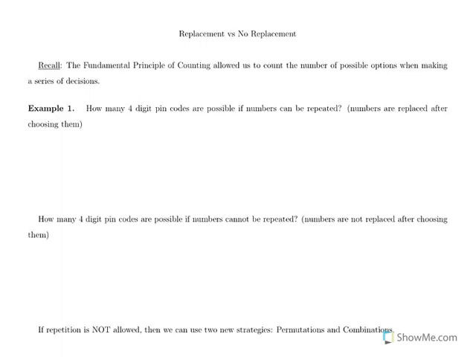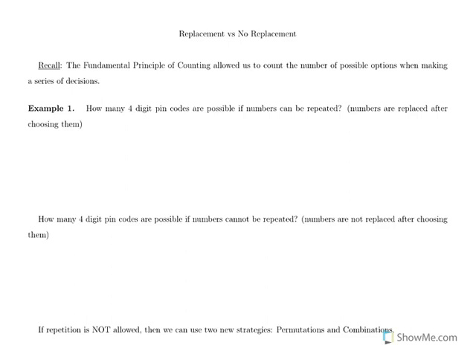So first, let's talk about when we're going to be using this idea of permutations and combinations, and when the fundamental principle of counting won't work. And this is the idea of replacement versus no replacement. Recall what we talked about in the last video: the fundamental principle of counting allowed us to count the number of possible options when making a series of decisions. We could represent those decisions as boxes and count the number of options in each box, and then we are done.